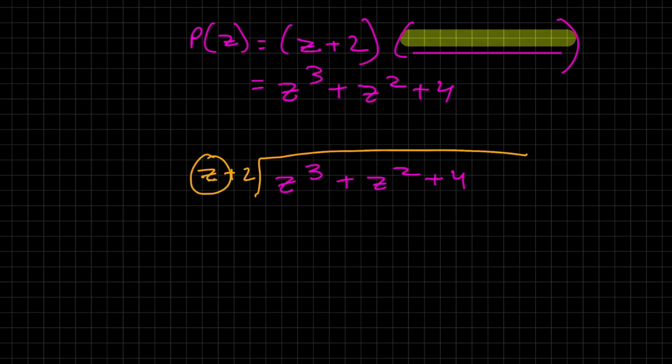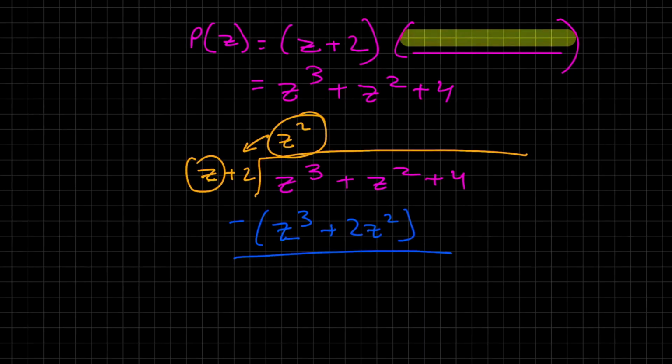So z times what equals z to the power of 3? We know intuitively that z times z to the power of 2 would give us z to the power of 3. We will then multiply this z squared into our denominator, and we are going to subtract what that gives us. So minus z to the power of 3 plus 2z squared. Okay, this would give us 0. This here would give us z squared minus 2z squared, which would be negative z squared. And the rest of the equation would remain the same, that would be plus 4.